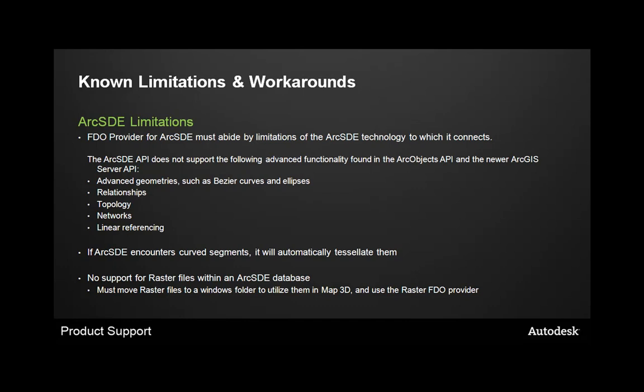There's also no support for raster files that are stored within an ArcSDE database. So if you have a raster database inside SDE, there's no way for Map 3D to recognize that. So what you must do is move the raster files to a Windows folder so that Map 3D can recognize them, and you'll leverage the raster FDO provider instead.